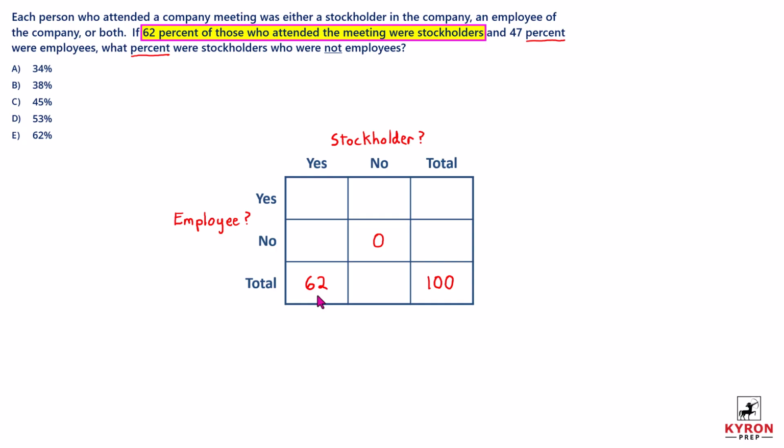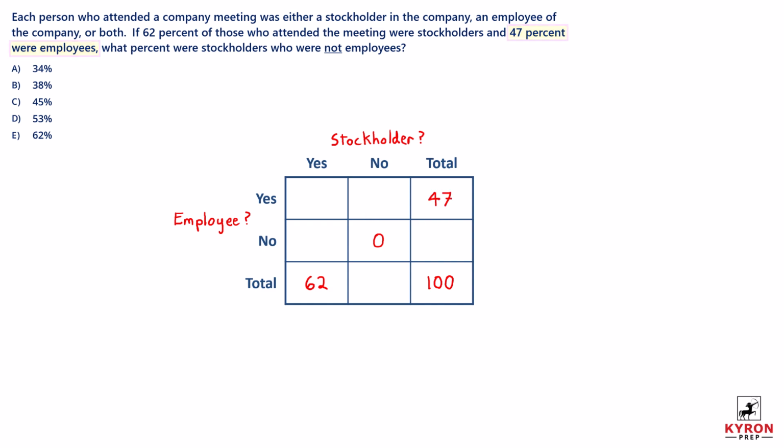By the way, the reason we didn't have to worry about percentages versus hard numbers when we put down the 0 here is that 0 is a special number. 0% of the people and 0 people are the same thing. The next thing we're told is that 47% were employees. This is about the employee total, so let's put 47 here.